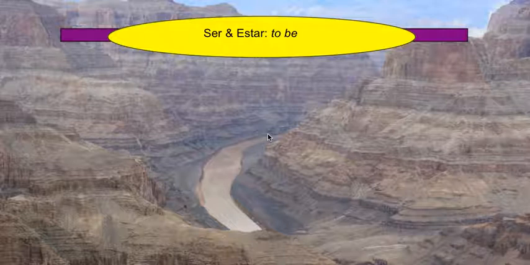Today we are going to study ser and estar. In English, it's only the verb to be. In Spanish, we have two, ser and estar. So this lesson will cover some of the most common uses.